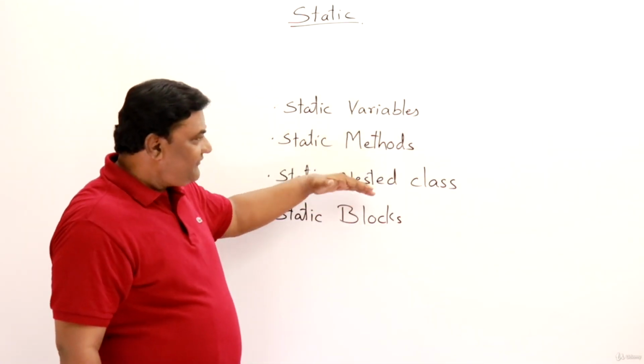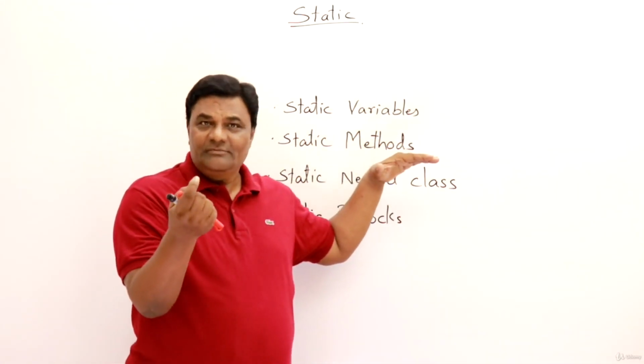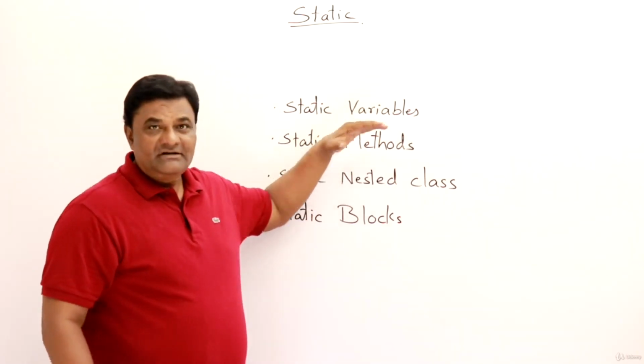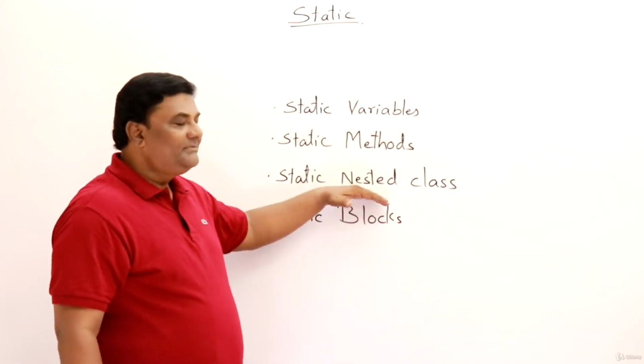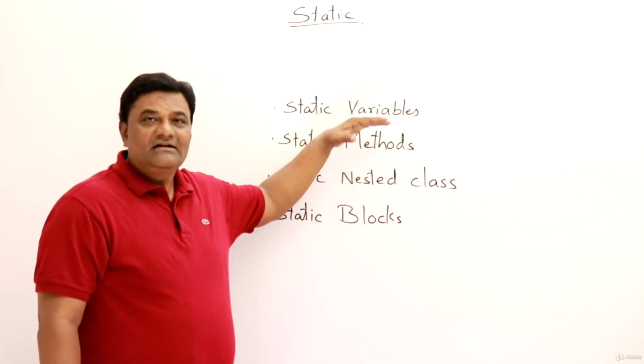So these three are at different levels. If you have a small piece of information, just some value, go for a variable. If some processing is required, go for a method. And if you have a lot of methods, group them in a class. So all these three are related.